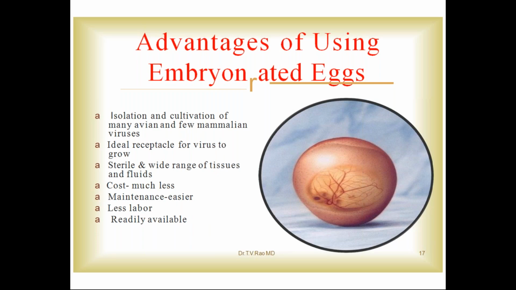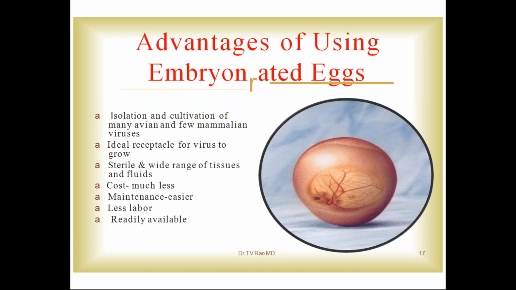What are the other importances? It allows isolation and cultivation of many bird and mammalian viruses. Embryonated eggs are an ideal receptacle for growing viruses. The egg is sterile, a wide range of tissues and fluids is available. All of you know that unless the shell is broken, the egg is sterile. That is why it is very cheap and useful for growing viruses.